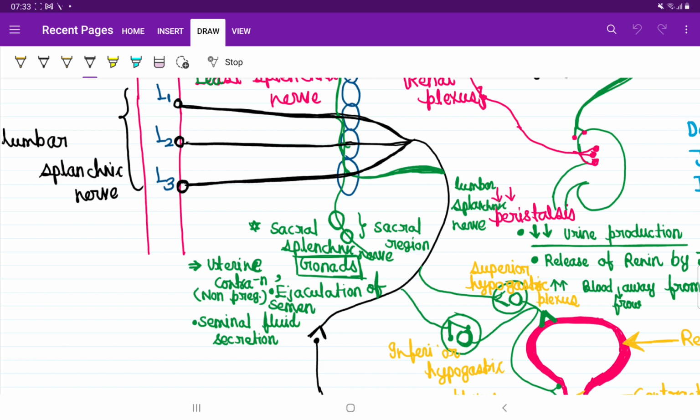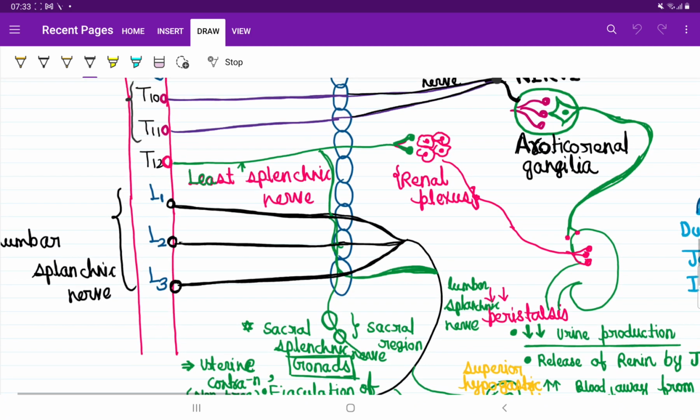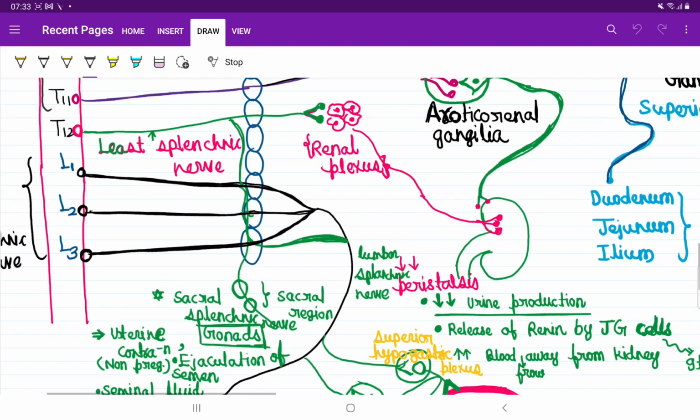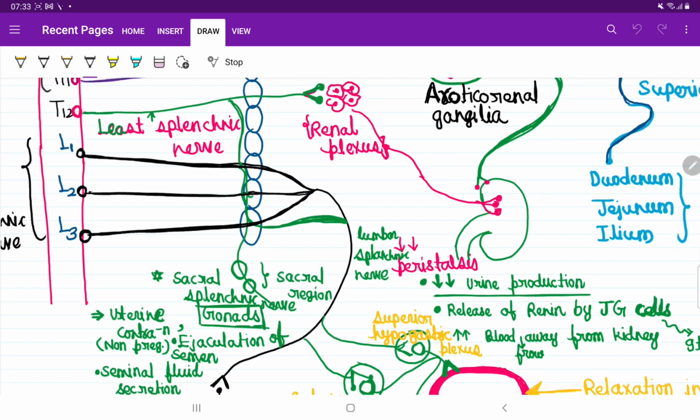Then this T12, which is also called the least splanchnic nerve, comes outside, crosses the ganglia, and forms one diffuse plexus that is called the renal plexus. This renal plexus also supplies the kidney only, and they have the same function.